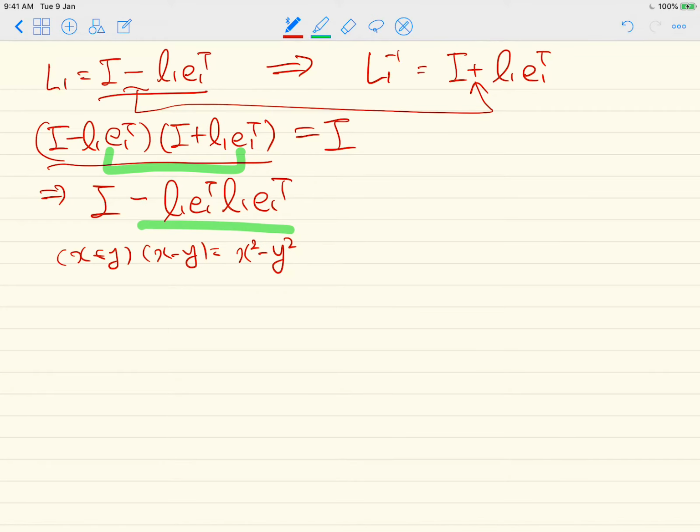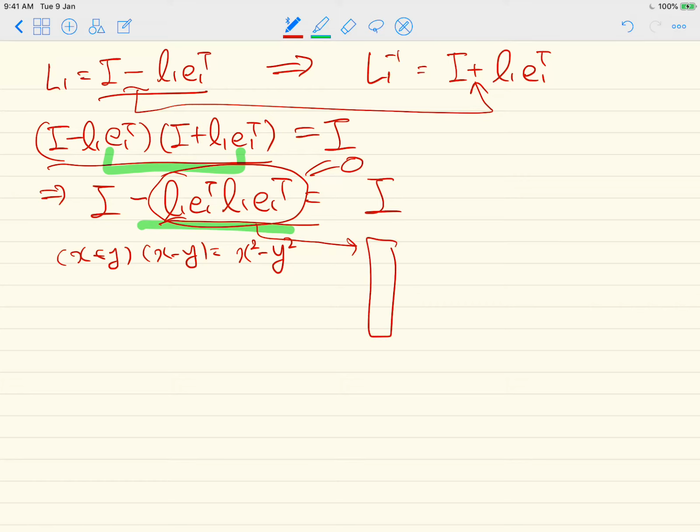minus y squared. Okay, so if this part is 0, then we can just end up with the conclusion of the result being the identity matrix. Okay, let's then prove this guy will result in the 0 matrix, and then we will apply the same trick.